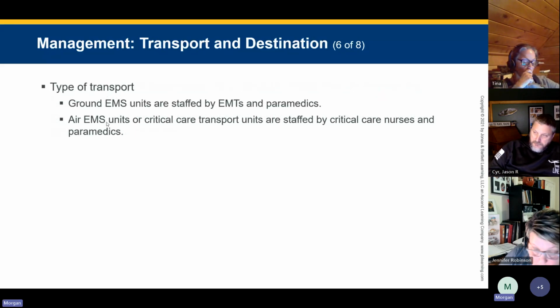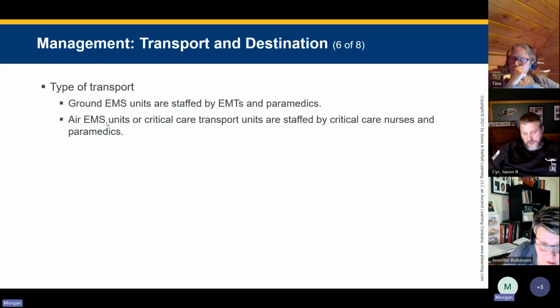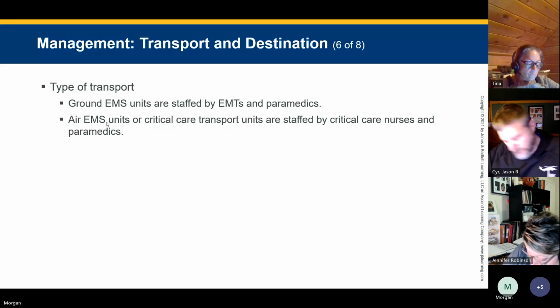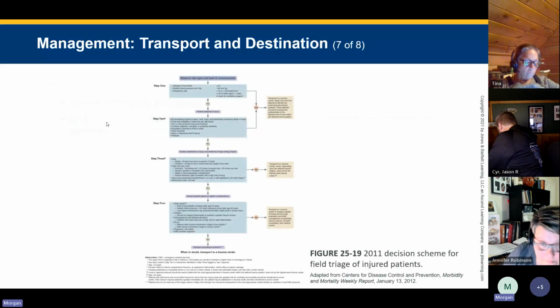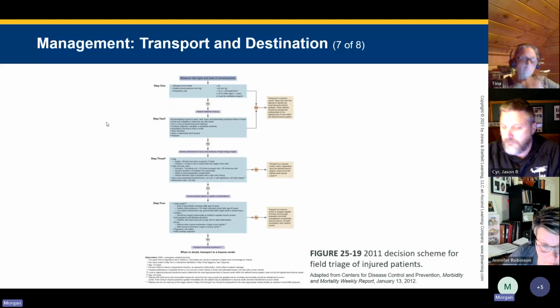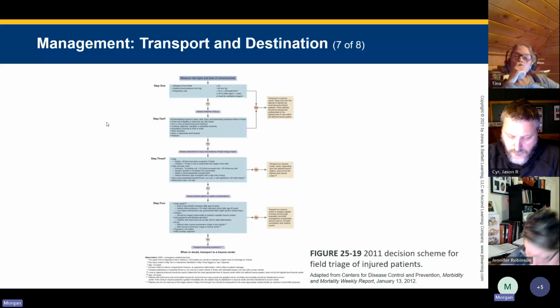So types of transports: ground EMS by EMTs, AEMTs, and paramedics. But air units are usually critical care paramedics, critical care nurses, and a pilot. Usually the pilot also has an EMT license as well. And Dartmouth has their ground crew too. If they can't fly and there's nobody else available, they'll come up if all else fails.